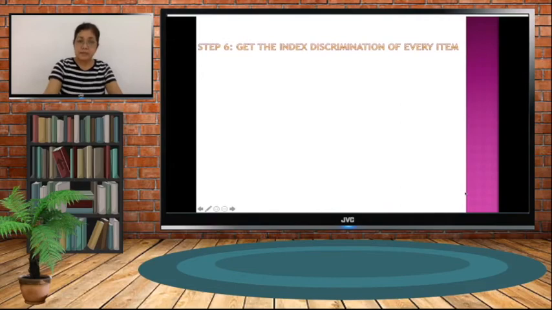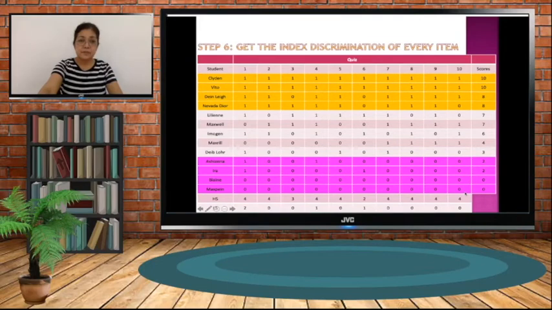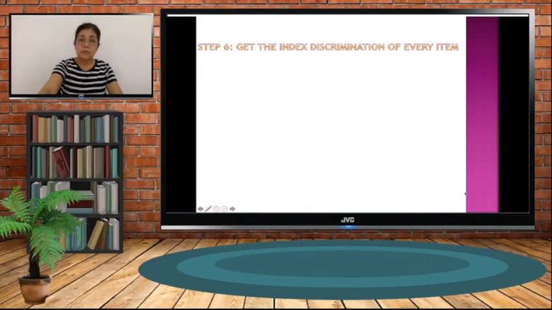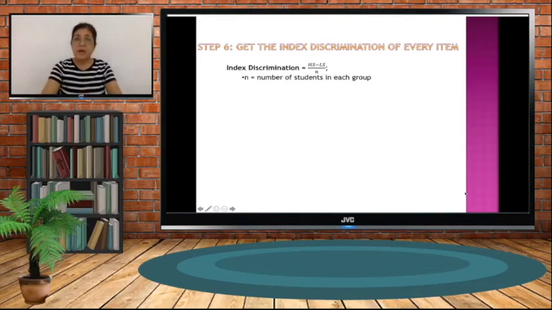Okay, then let's find now how to get the index of discrimination for each item. From this table, let us compute the index of discrimination. Our formula here is: index of discrimination is equal to the number of students who got the correct answer from the high scorers minus the number of students who got the correct answer from the low scorers, divided by n, where n is the number of students in each group. Remember, there are 8 students, 4 belonging to the high scorers and 4 belonging to the low scorers. But what we are after here is the number of students in each group.